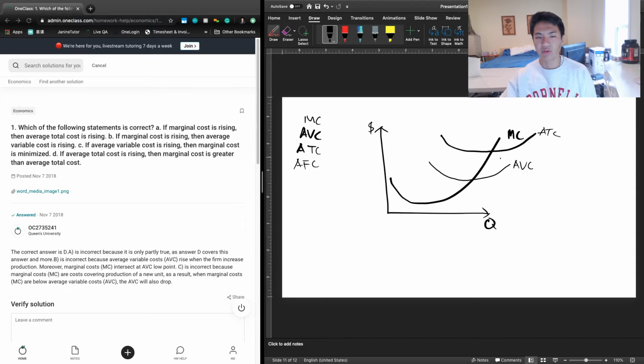and that's going to pull the average total cost up. And so if average total cost is at any point rising, then marginal cost is going to be greater than the average total cost. We see that already starting to occur here. And so it's going to be answer choice D that is the correct answer.